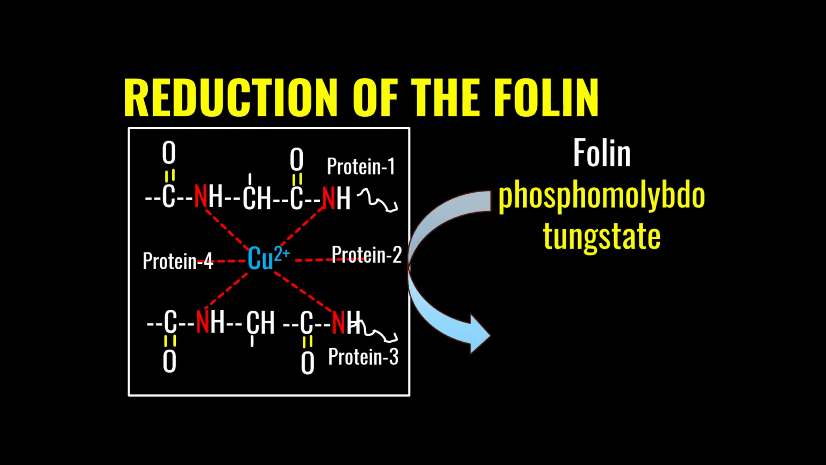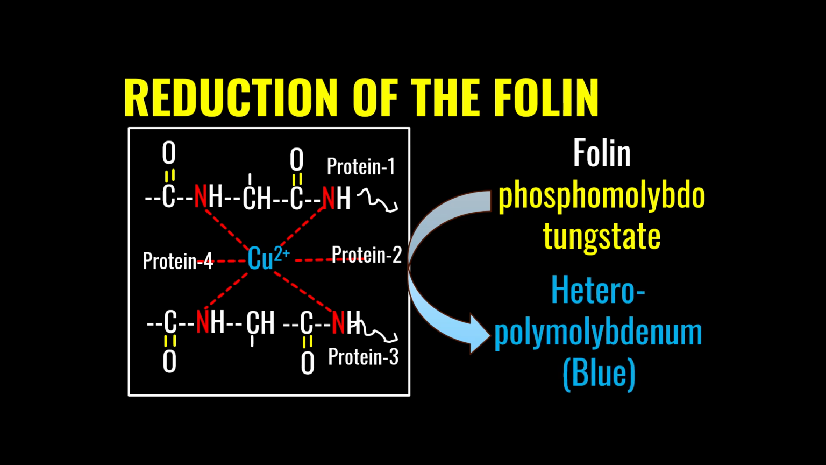In Folin reagent, you have phosphomolybdenum tungstate, which is reduced to heteropolymolybdenum, which is a blue color chromogen, and this color intensity is read at 750 nanometer using a colorimeter or spectrophotometer. Now, in this reduction reaction, three amino acid side chains participate, and these amino acids I have shown earlier are tyrosine, tryptophan, and cysteine.